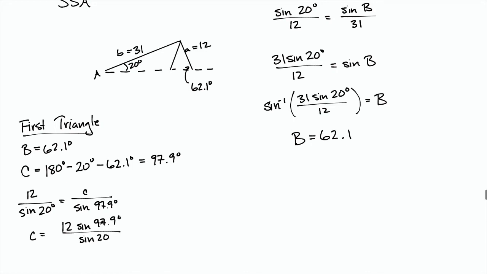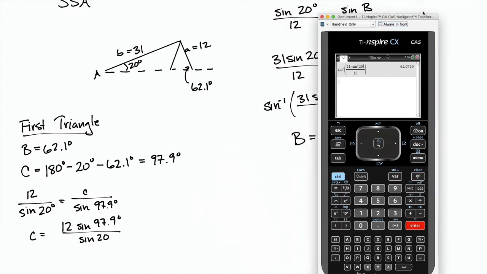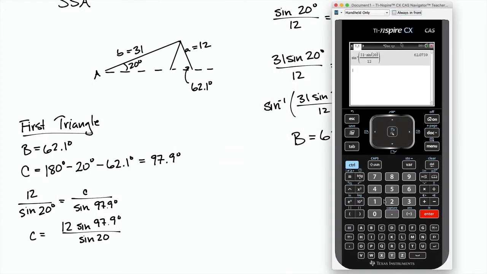Now that is a rounded angle, so when I type this into my calculator, I'm actually going to make sure that I'm not using something that's rounded. So I need my angle C, and my angle C was 180 minus 20 minus that angle B that I got up there. So I'm going to go up and hit that, so it's exact, and I'm going to store this in a variable. I'm going to store it in the variable C. Okay, hit enter.